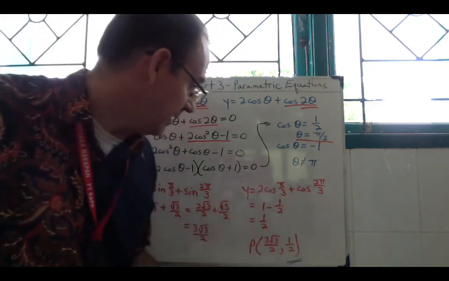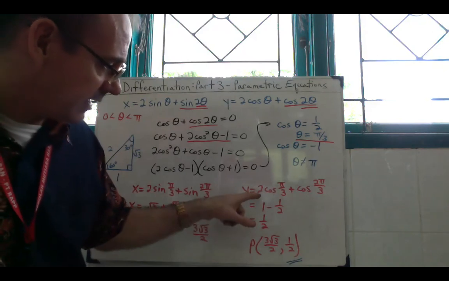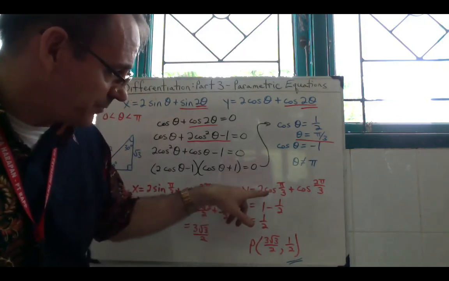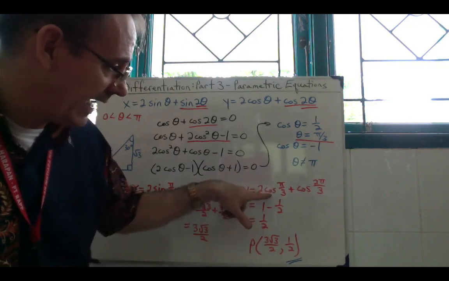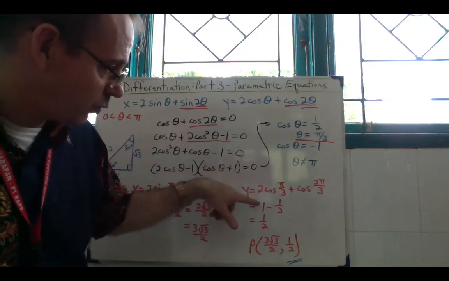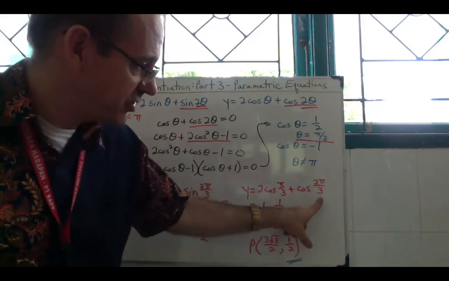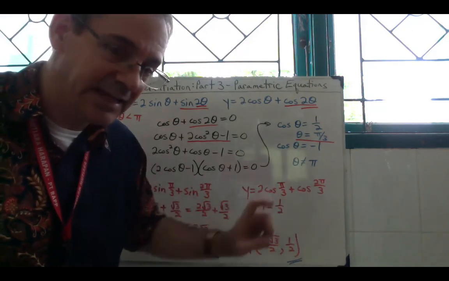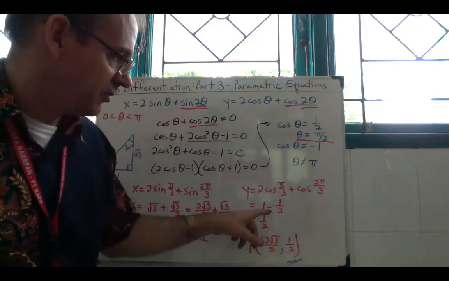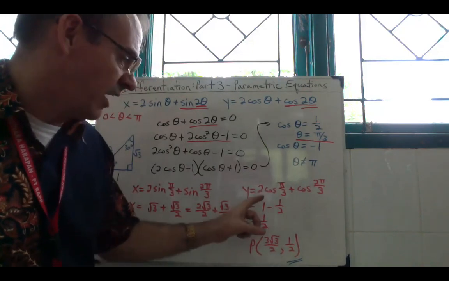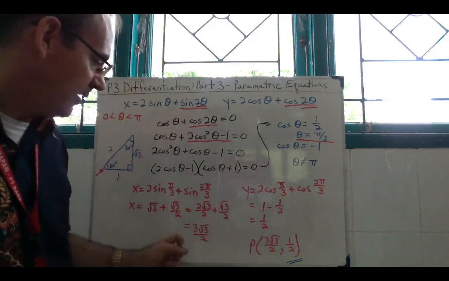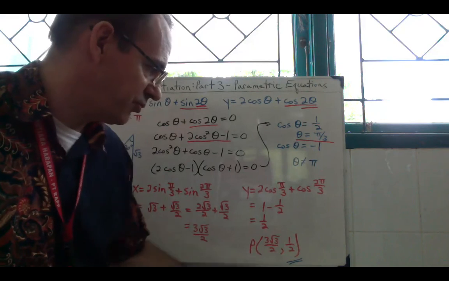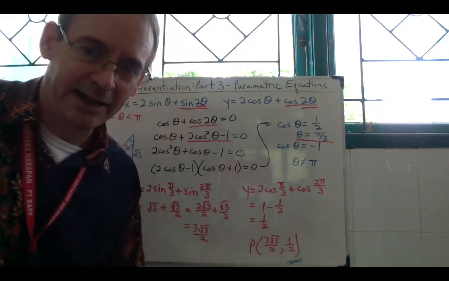For the cosine, you get 2 times cosine of pi thirds. Cosine of pi thirds is 1/2 times 2 is 1. This one pushes you into the second quadrant, and cosine is negative in the second quadrant. So you get minus 1/2. 1 minus 1/2 is 1/2. So your ordered pair then for this point is 3 root 3 over 2 and 1/2.